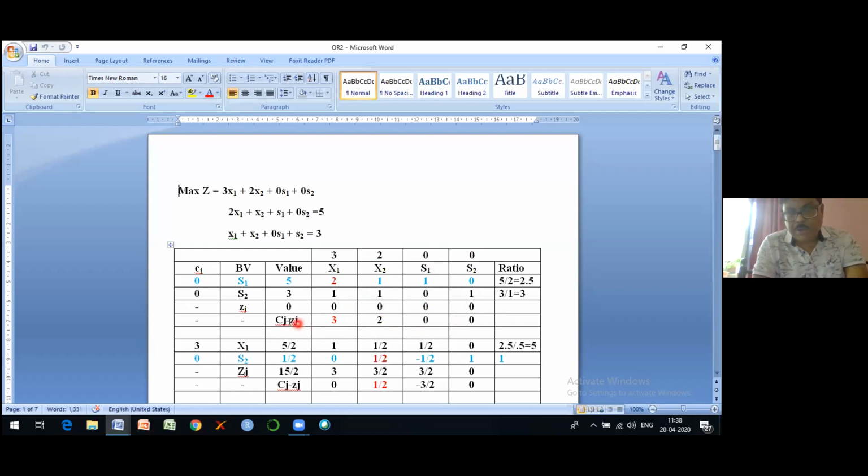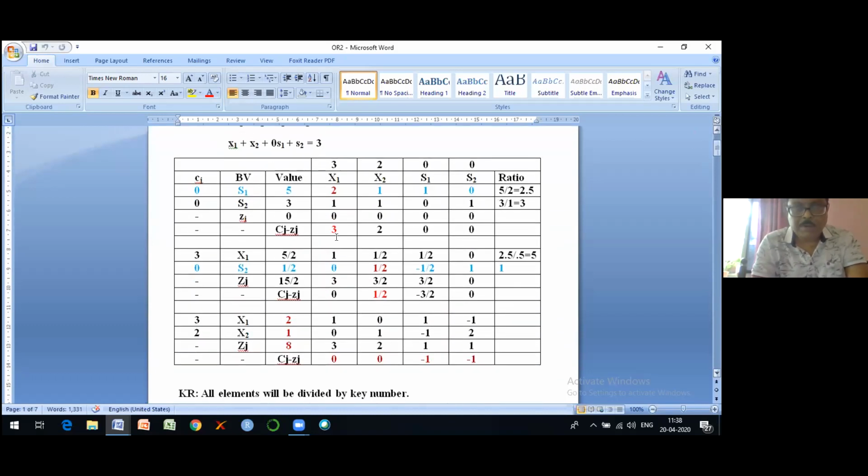If we compute the Cj minus Zj value, then we have to determine which column will be the key column. How? Between these two positive values, the highest positive value indicates this is our key column. Right? This is our key column. Now we are moving to the second table.